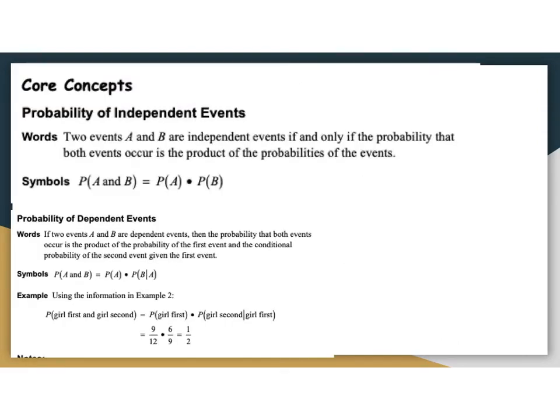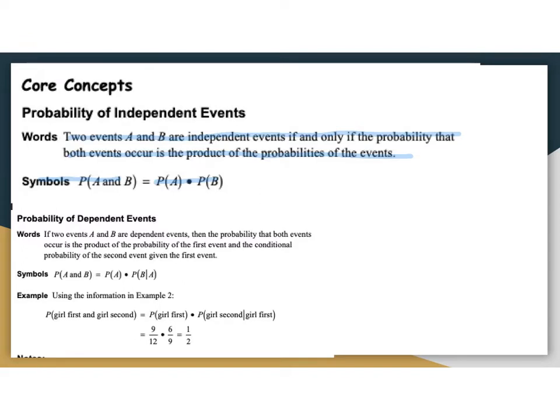Probability of independent events. Two events A and B are independent events if and only if the probability that both events occur is the product of the probabilities of the events. Product tells us to multiply, so the probability that both A and B will occur means we multiply the probability of A times the probability of B.